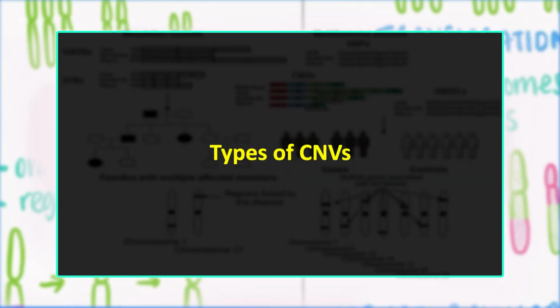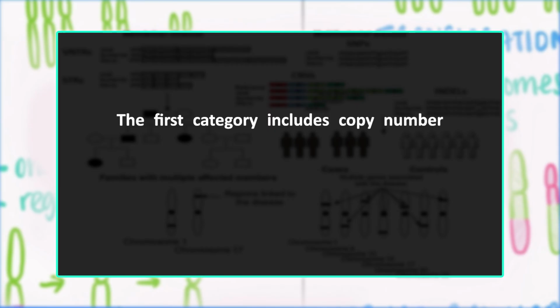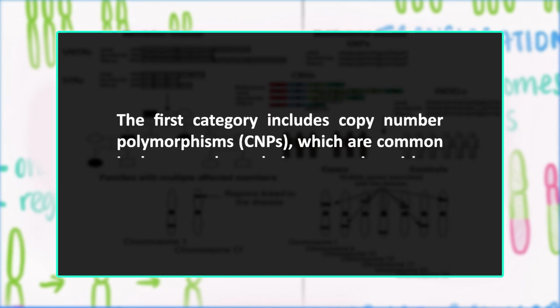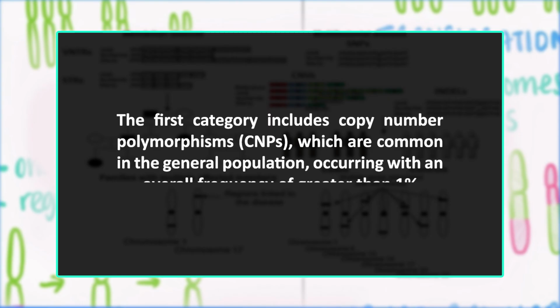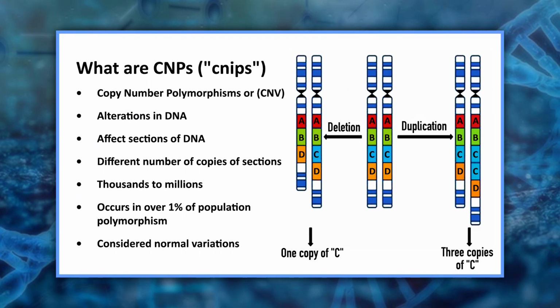Dear students, let's now discuss the types of CNVs. Scientists generally assign CNVs to one of two main categories based on the length of the affected sequence. The first category includes copy number polymorphisms, that is CNPs, which are common in the general population, occurring with an overall frequency of greater than 1%. CNPs are typically small, most are less than 10 kilobases in length, and they are often enriched for genes that encode proteins important in drug detoxification and immunity.